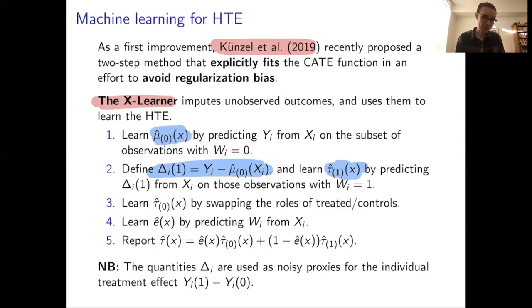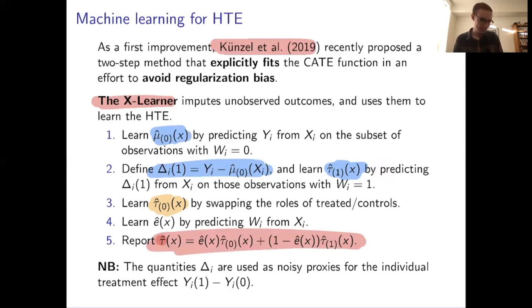And then they're going to swap roles. So they're going to estimate mu hat 1 from the treated. On the controls, look at actual control outcomes. Look at mu hat 1 of x minus yi on the controls as another kind of proxy for the HTE, and then estimate tau hat 0 from there. And then they're going to pool these and estimate the final treatment effect as a weighted average of these two CATE functions you estimate on the treated and the controls.